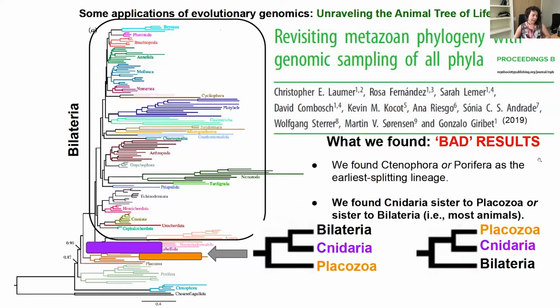And the next bad result that we got concerns the next most basal node in the animal tree of life, which is the position of cnidarians like jellyfish, corals, and their kind, and placozoans. So we found two competing hypotheses, which were the same ones that other studies have found, supporting that cnidarians could be the sister group of bilaterians and placozoans the sister group to these two, or on the contrary, that placozoans and cnidarians could be the sister group to each other.